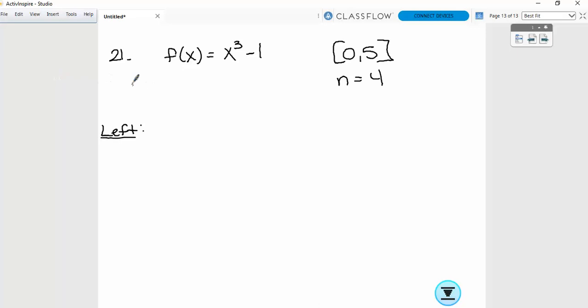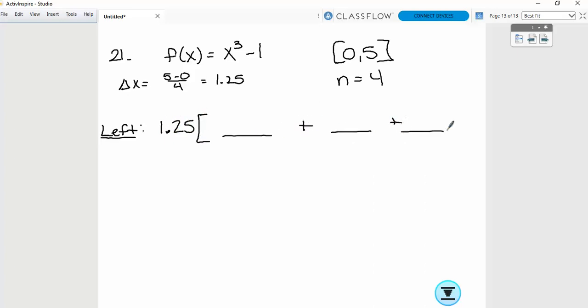All right, so for the left, on any of these, we have to start out by finding our change in x. It ends at 5, so it's ending minus beginning, divided by n, so 5 over 4, or 1.25. The left means you start with the leftmost point. When we find these areas, it's length times width. So the width is 1.25. Then we have to add up the 4 lengths.